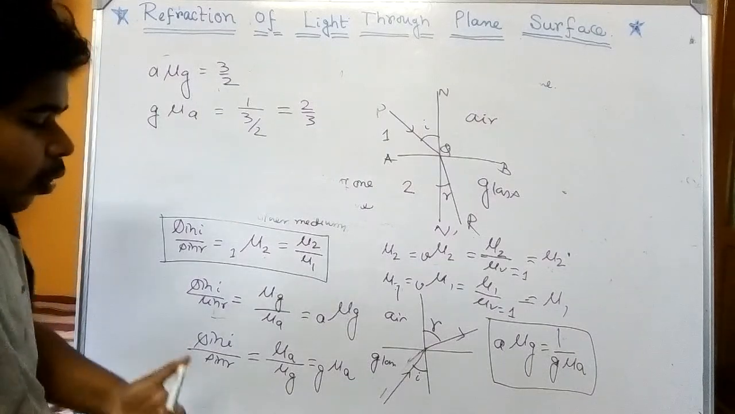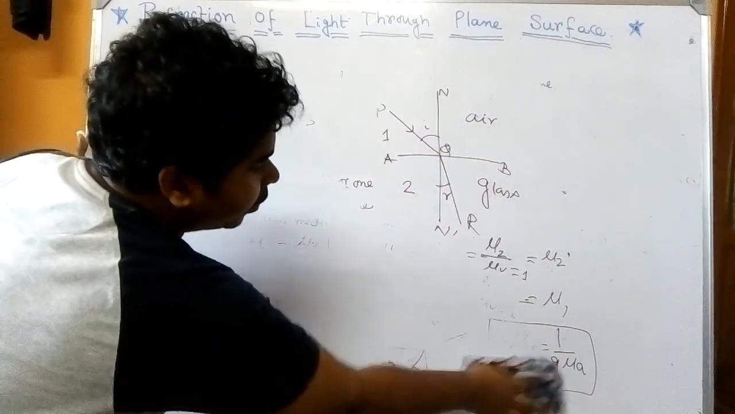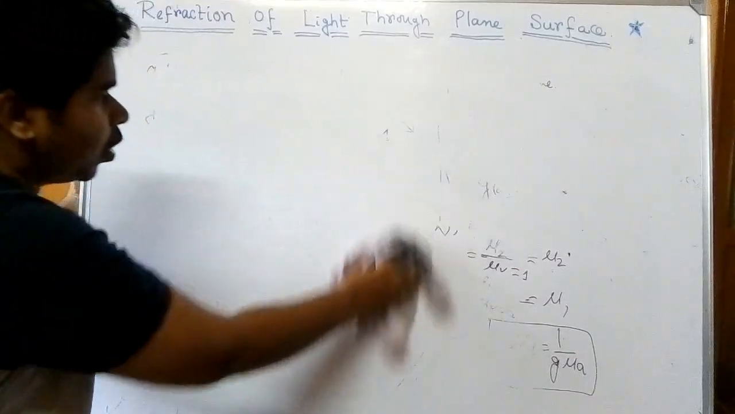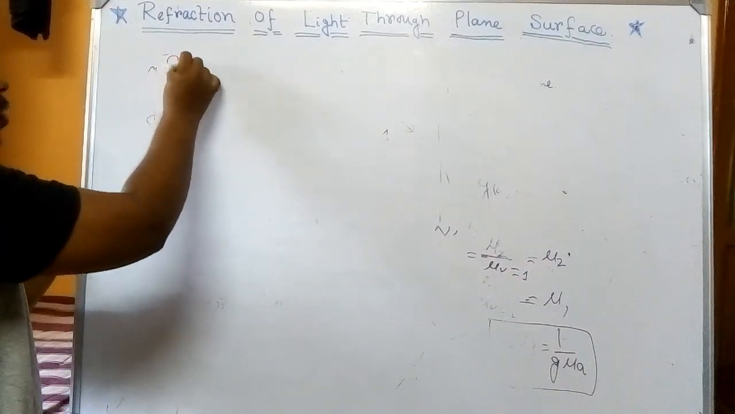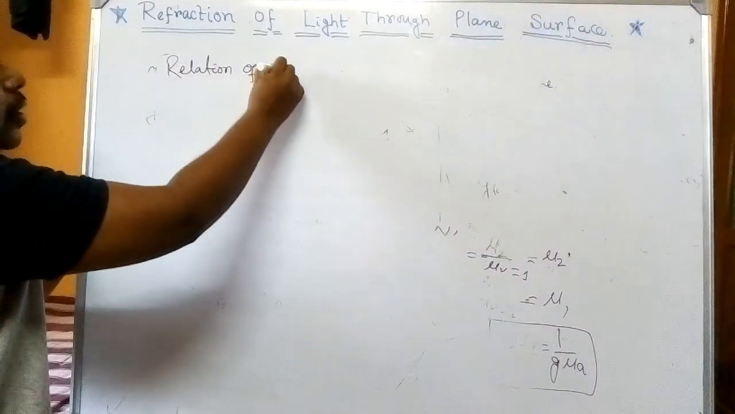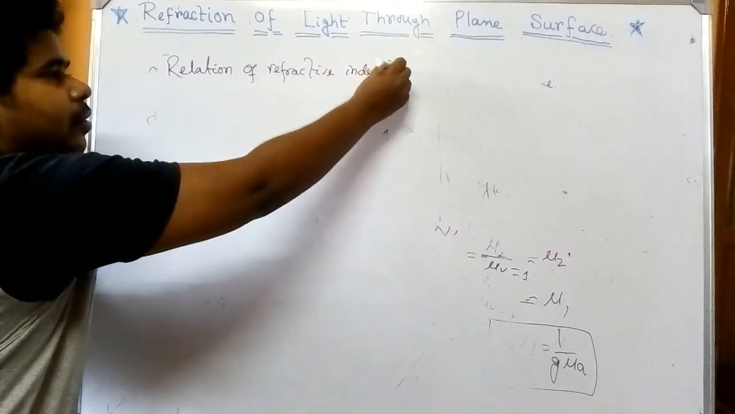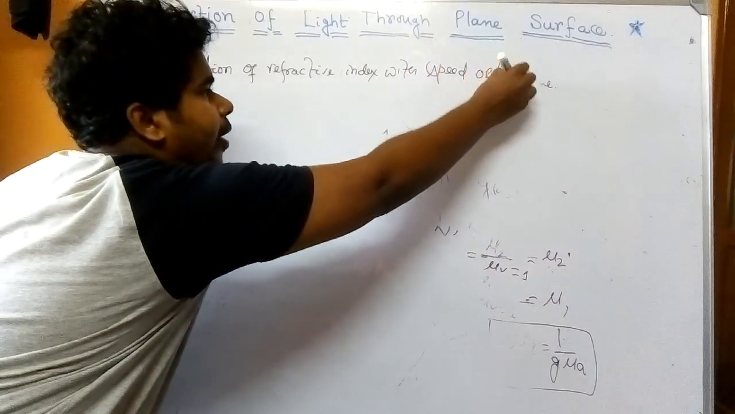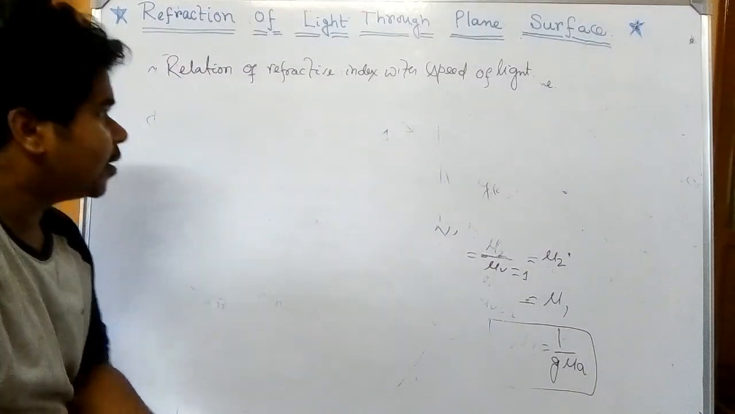Okay, now we'll go to the next part of refractive index, that is the relation of refractive index with the speed of light, because the whole story we have seen is due to the speed of light only. So what does it tell us? Let's see.